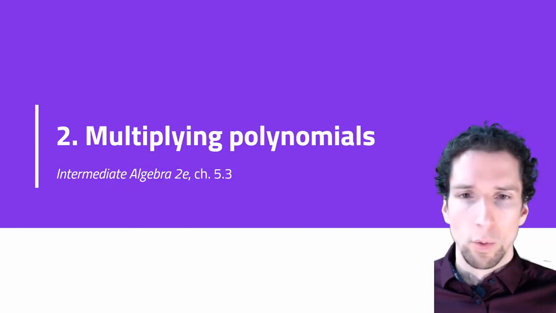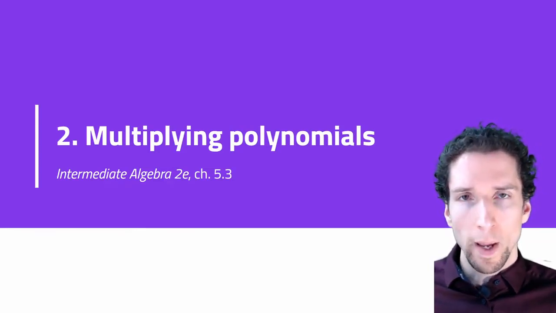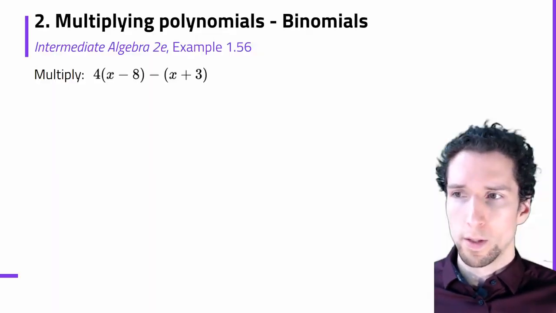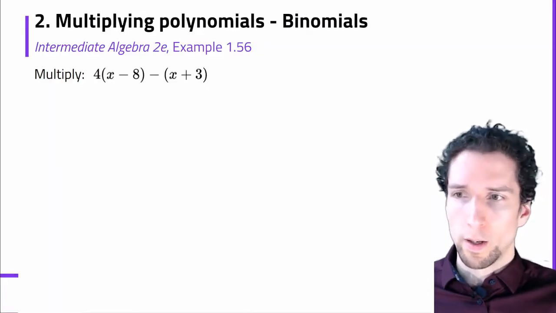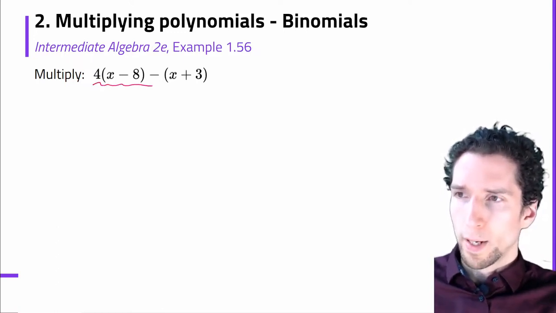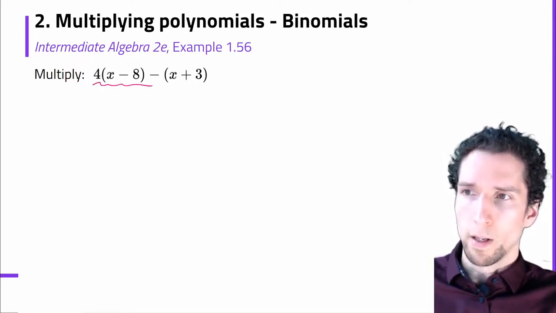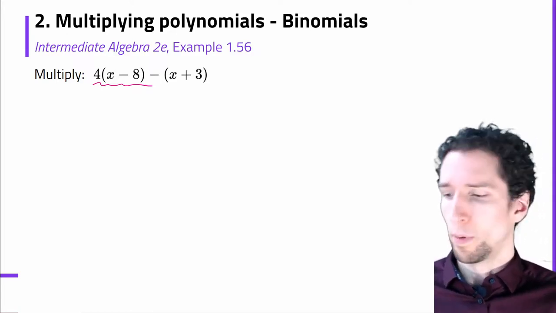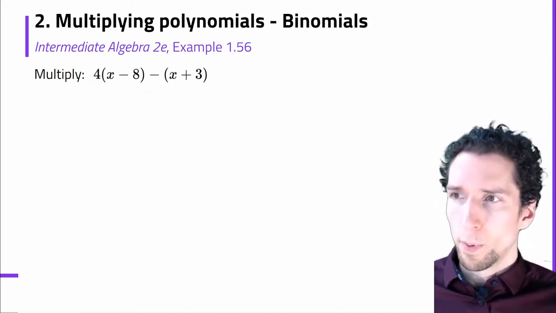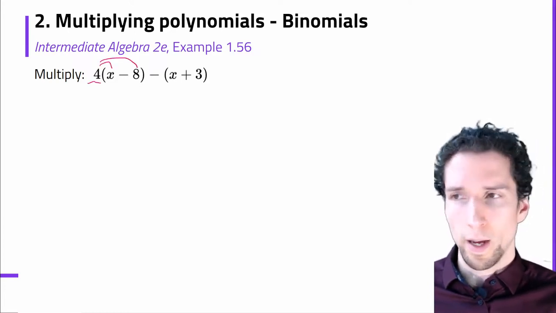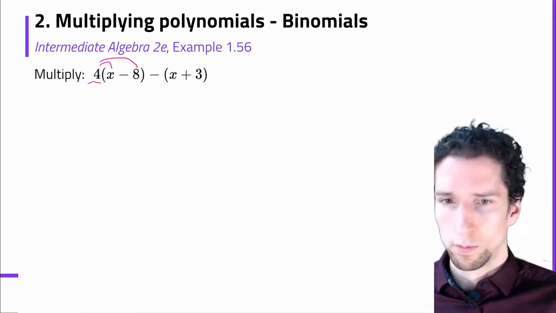Okay, so the expanding practice we will be doing is all regarding multiplying polynomials together. So things like this, for example. If we have 4 times (x minus 8) and then minus (x plus 3). So let's expand and then simplify. So the basic process is we just take the thing on the outside and multiply it by each thing on the inside.